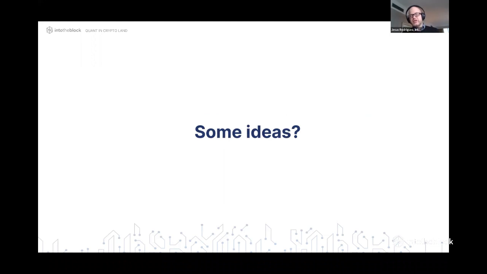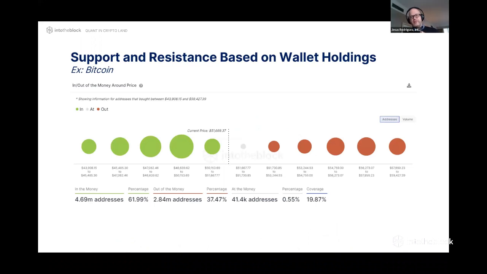If you want to see some examples of indicators or features that could lead to alpha discovery in quant strategies for crypto, for instance, financial analysis of wallets. This is an analysis that we call the in and out of the money. In this case for Bitcoin, that gives you an idea of the profitability of different wallets that are in close proximity to the current price.